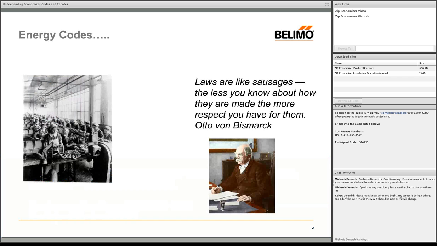Before we get started, I'd like to start with this little quote. Laws are like sausages. The less you know about how they're made, the more respect you have for them. So I will be using that as a theory behind most of this presentation, really focusing on the different items that will be correlating between the different codes and rebates throughout the years for ASHRAE, IECC, as well as California Title 24.